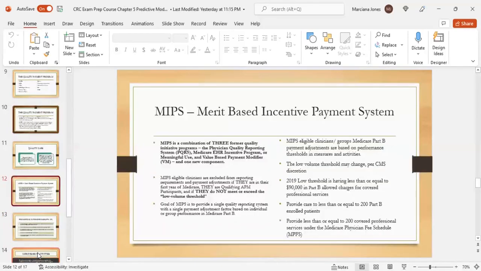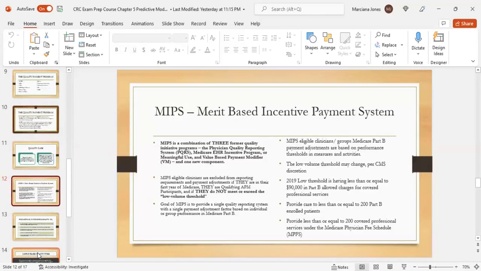So MIPS. MIPS is the merit-based incentive payment system. So let's talk about MIPS. MIPS is a combination of 3 former quality initiative programs. Used to be 3 different programs, and they combined it to one, and they called it MIPS.